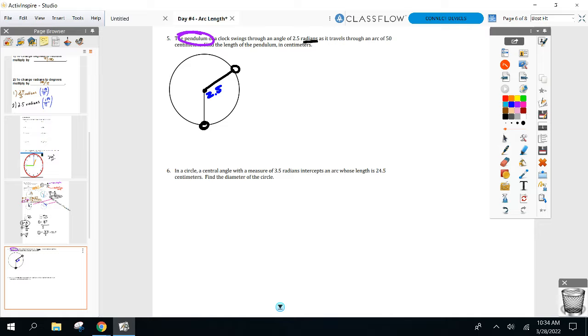And where should I put this 50? It travels through an arc of 50 centimeters. What's the 50? The length of the arc. Yeah, it's going back and forth, and it makes a distance of 50 centimeters. Now, here's where it might get tough. Find the length of the pendulum. Can you put the length of a pendulum into a vocabulary term we've been talking about this entire unit? Length of the pendulum is the same as asking what of this circle? Zach? The radius length. Everyone agree? Length of the pendulum is another name for the radius of this circle.